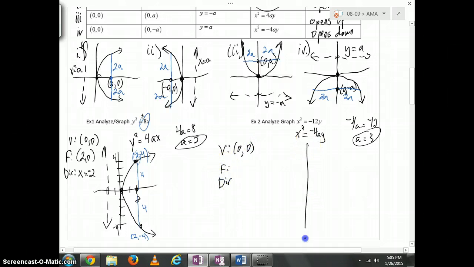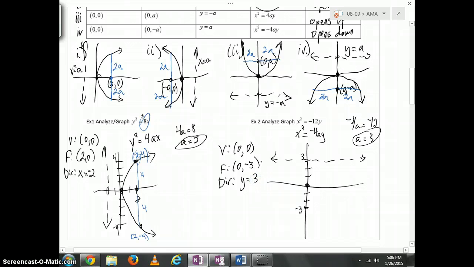So let's very quickly make ourselves a picture. Here's our vertex at (0, 0). I know we're opening down because x squared always means open up or down. With the negative, we're going down. That means that I can move 3 steps below to get our focus. That's (0, negative 3). I can move 3 steps above to get my directrix. My directrix is a horizontal line. Horizontal lines always have y equals. So I'd have y equals 3.